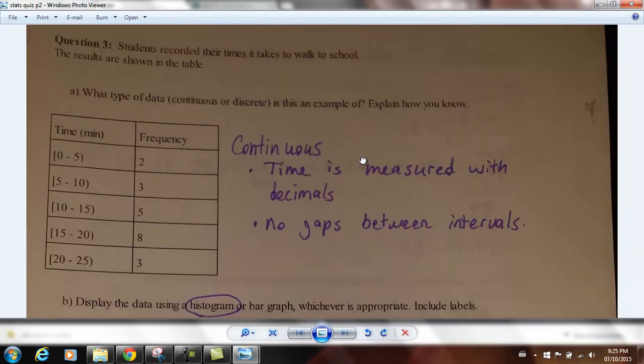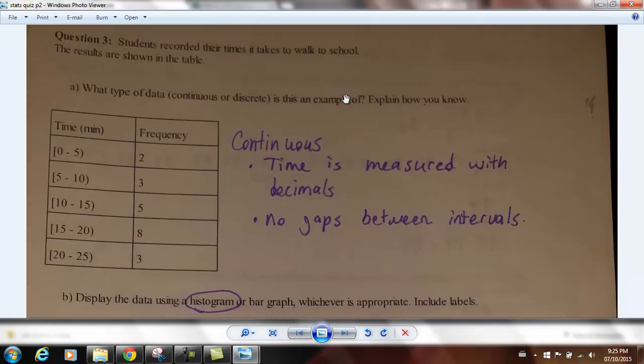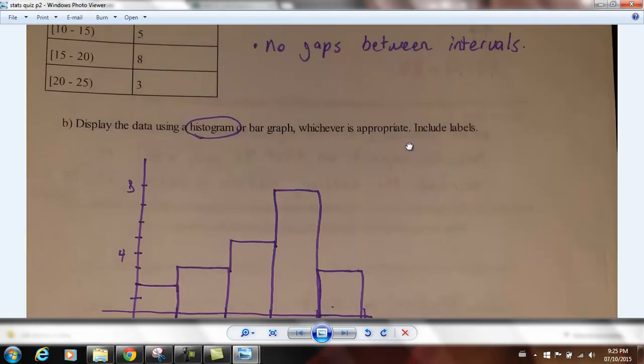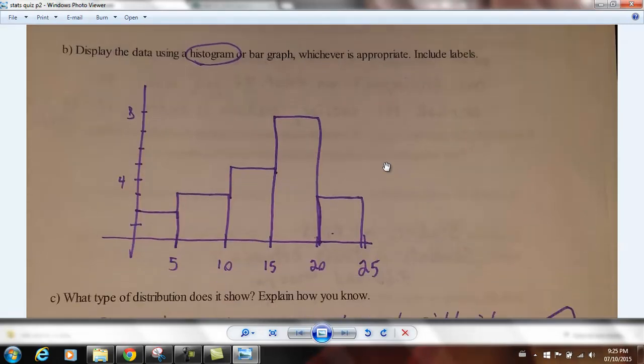Page 2. So you've got time that walks to school, and so the numbers. This is continuous data. Time is really measured. There's decimal points, so the numbers could be 4.2 minutes or something like that. There's also no gaps between the intervals. The next step, you actually draw a histogram. When you draw a histogram, there's actually no gaps, and so that also backs up that it's continuous data.